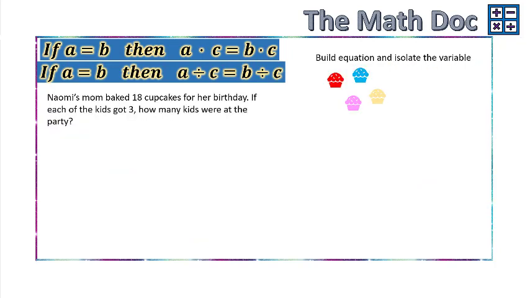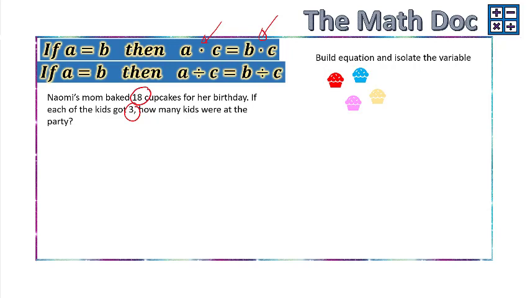So our final word example for this video has to do with cupcakes. And again, we're going to try to focus on using the multiplication symbol of a dot. So Naomi's mom baked 18 cupcakes for her birthday. So I already know one number here, which is the 18. If each of the kids got 3, so each kid got 3, that's another number. How many kids were at the party?